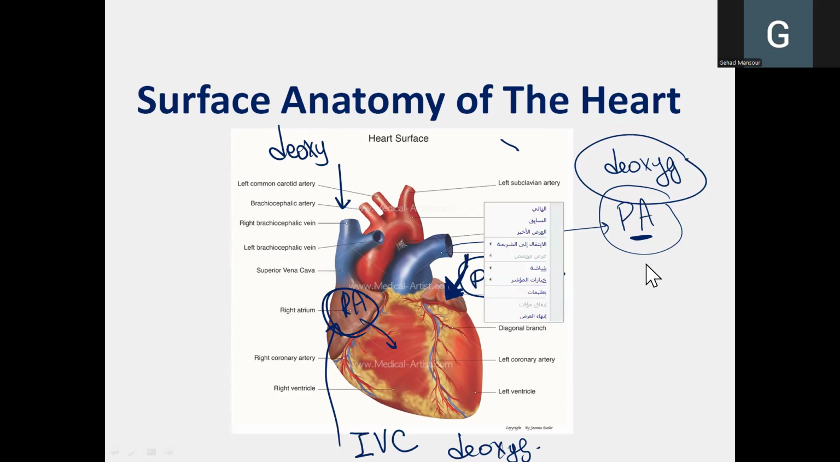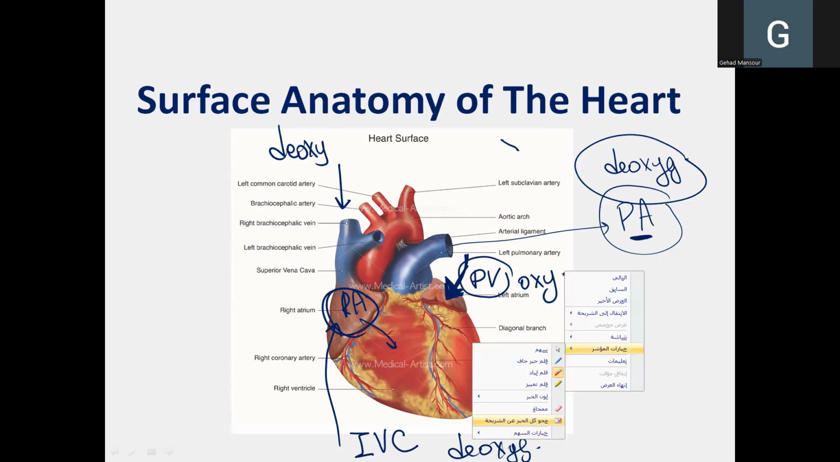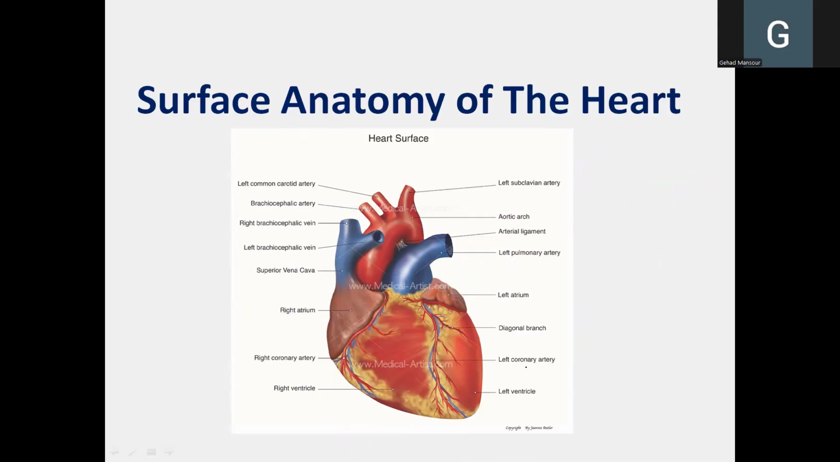What are the branches of the aorta? The branches of the aorta, just in case you have to label. So we have here the left subclavian artery that passes under the clavicle to the left arm. And then we have here the left common carotid artery that goes to the brain. Both are left, by the way. And then we have here the brachiocephalic artery. This one is the brachiocephalic artery.